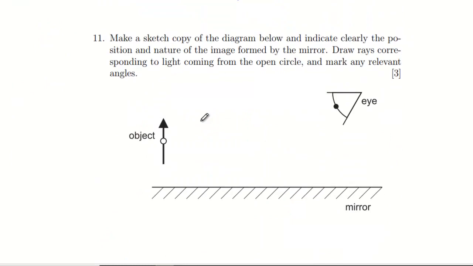Question 11. Make a sketch of the diagram below. Indicate clearly the position and nature of the image formed by the mirror. All right, so we've got a mirror and we're looking at the mirror. The object's bouncing off it. Draw rays corresponding to light coming from the open circle. Mark any relevant angles. I'm going to try and draw some straight lines. So that'll come down and it will bounce up to the eye.